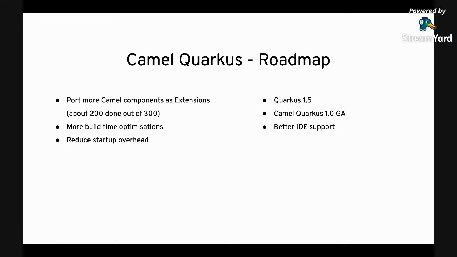Quarkus 1.5 comes out next month or end of next month, and we want to upgrade to that one and be on GA as well. And now we should come to the roadmap for Camel Kafka connectors, which Andrea can talk about.